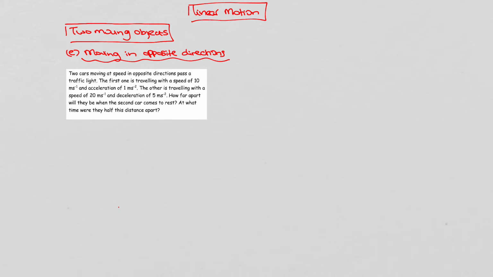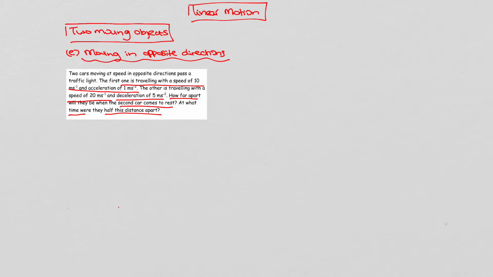The first one is travelling at a speed of 10 metres per second with an acceleration of 1 metre per second squared. The other is travelling with a speed of 20 metres per second and a deceleration of 5 metres per second squared. How far apart will they be when the second car comes to rest? And at what time were they half this distance apart?